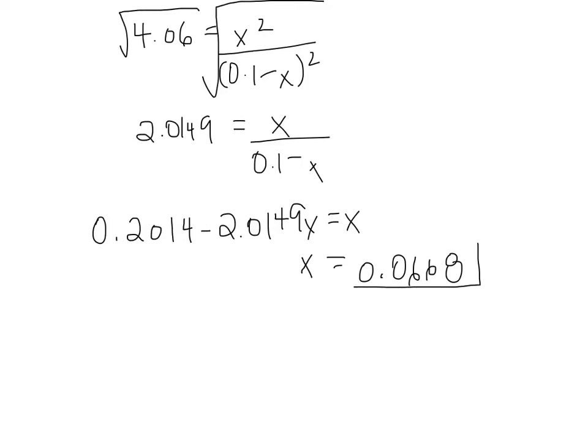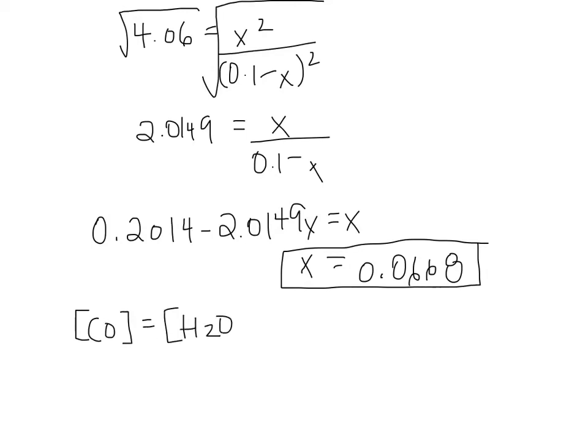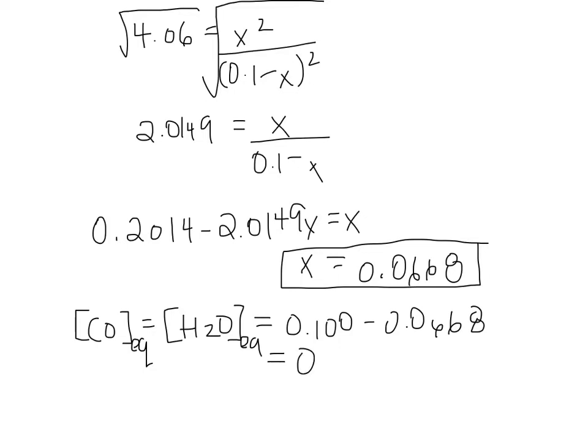So now that we know X, we can put those back into our equilibrium expressions to figure out what the equilibrium concentrations are going to be. So we know that CO and H2O are both 0.1 minus X. So at equilibrium, let's put in our EQs here. It's going to be 0.100 minus 0.0668. So those are going to be 0.033 moles per decimeter cubed.